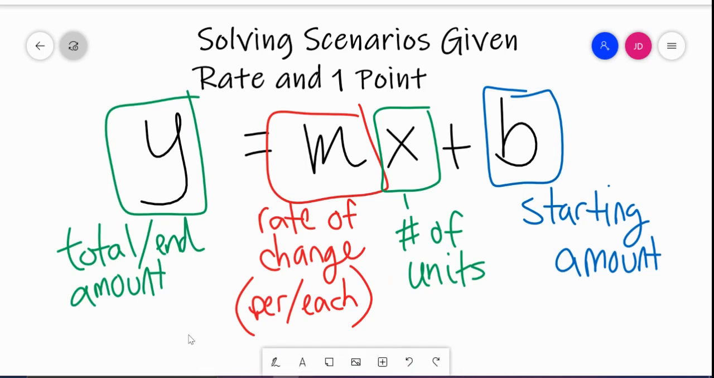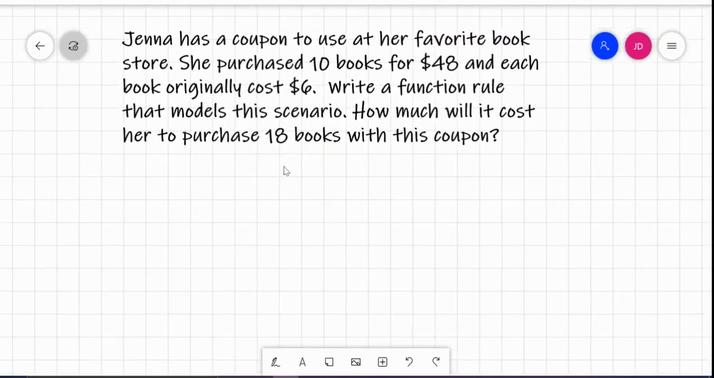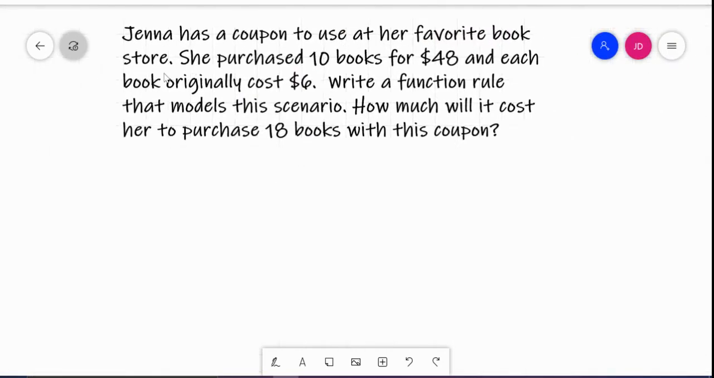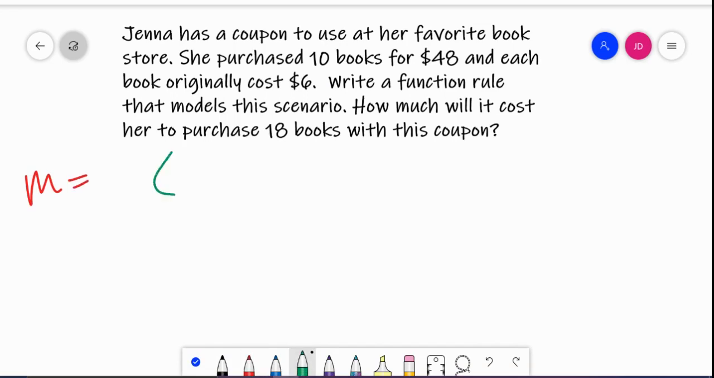So let's look at some scenarios and see what our slope is, what our rate is, and what the point is. Jenna has a coupon to use at her favorite bookstore. She purchased 10 books for $48, and each book originally cost $6. Write a function rule that models this scenario. So, again, I want to find my m, and I also want to find my x and my y.